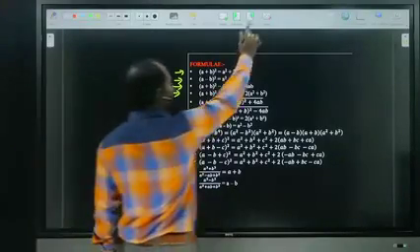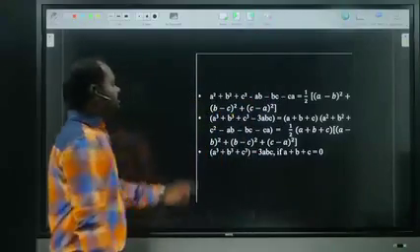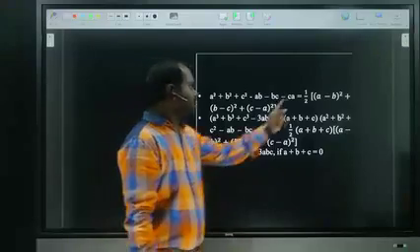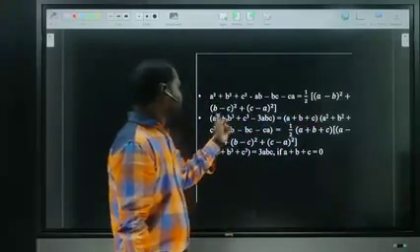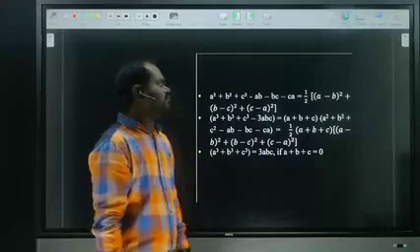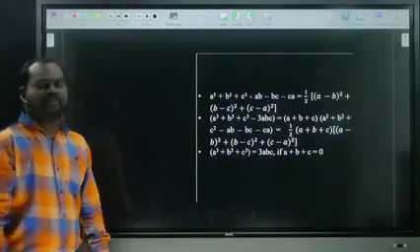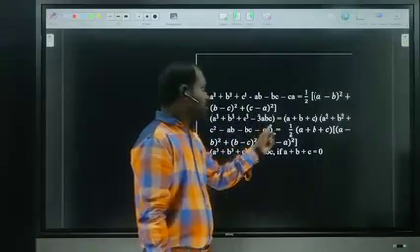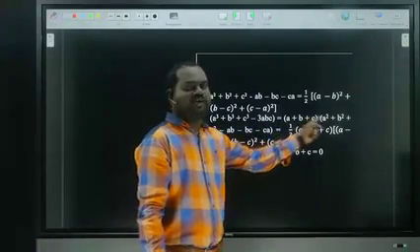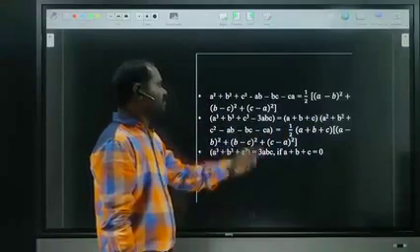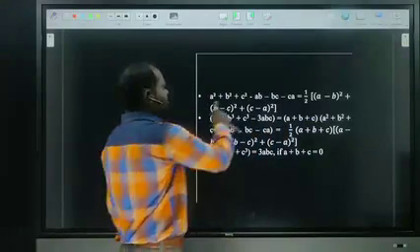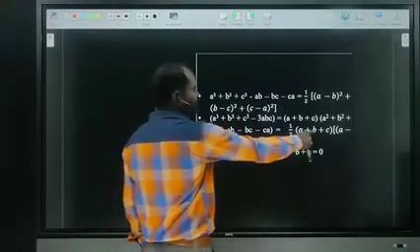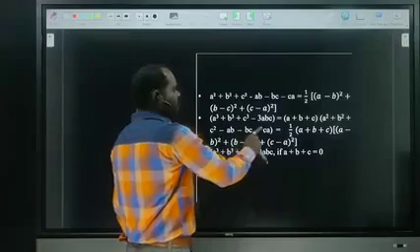Next, it is also a square plus b square plus c square minus ab minus bc minus ca is equal to half of a minus b whole square plus b minus c whole square plus c minus a whole square. Okay? Now a cube plus b cube plus c cube minus 3abc is equal to a plus b plus c into a square plus b square plus c square minus ab minus bc minus ca. So in the place of this, we can substitute half of a plus b plus c into a minus b whole square plus b minus c whole square plus c minus a whole square.